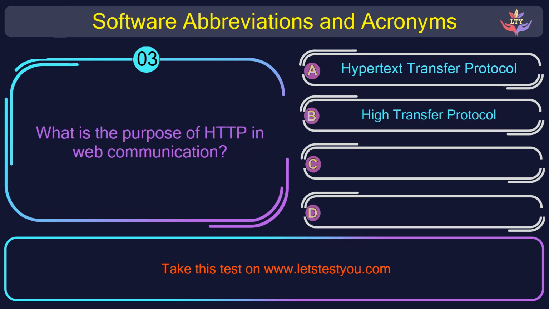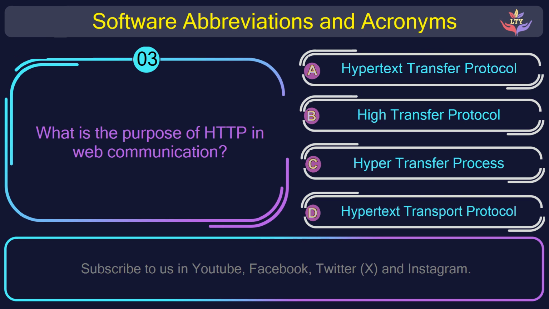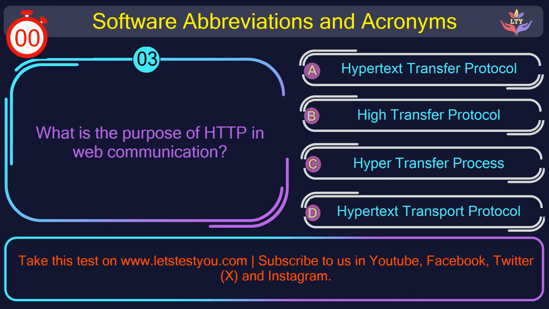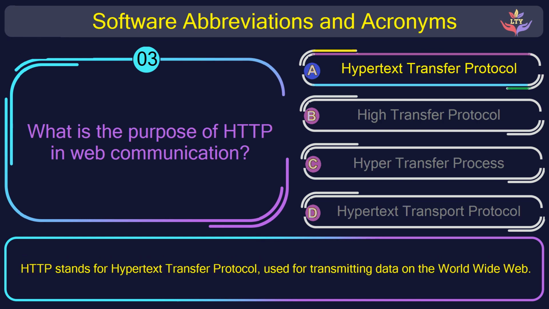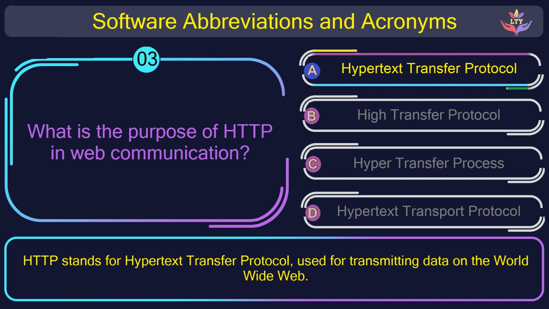Question number 3. What is the purpose of HTTP in web communication? The correct answer is option A. Hypertext Transfer Protocol. HTTP stands for Hypertext Transfer Protocol, used for transmitting data on the World Wide Web.